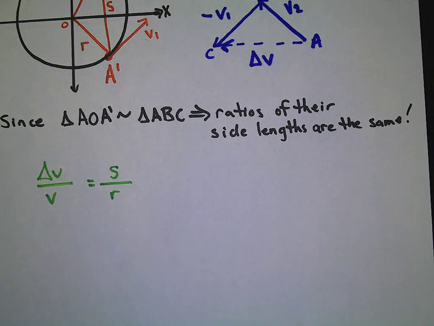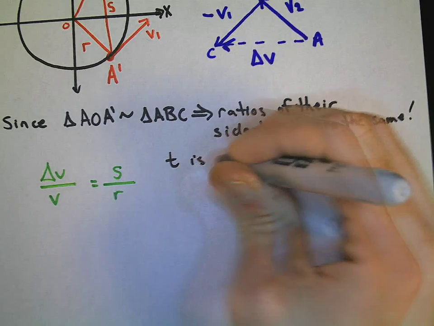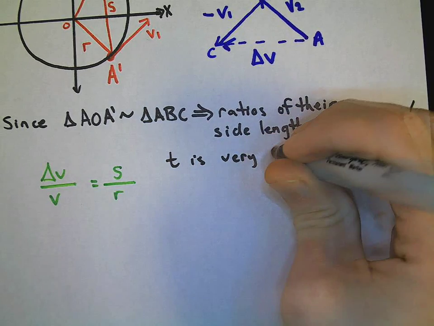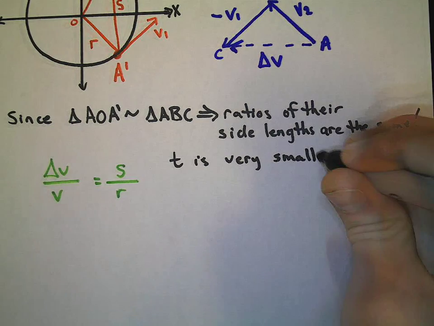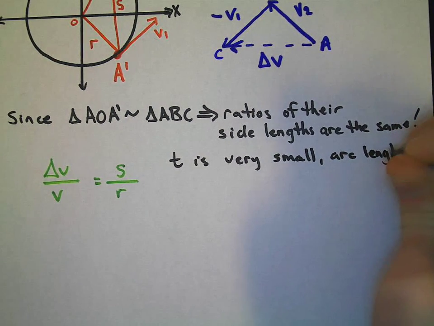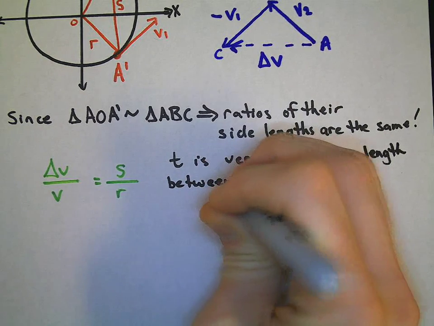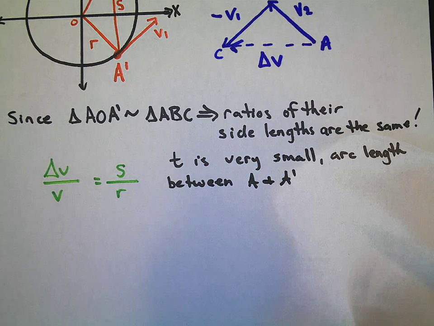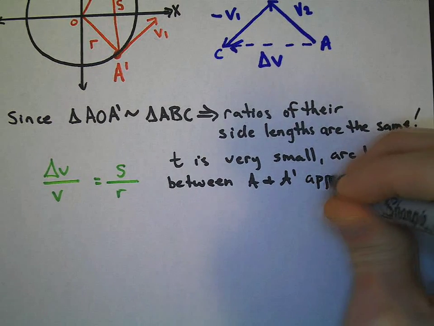However, there's one case that comes up. What happens if the time interval is very small? Well, if it is very small, our arc length between A and A prime approaches a straight line.